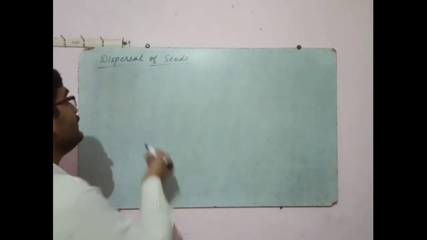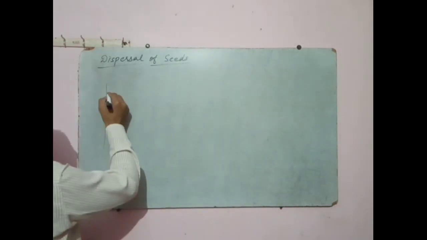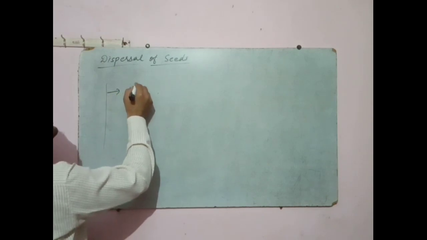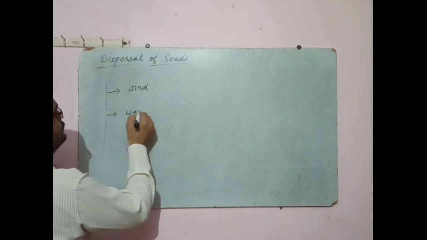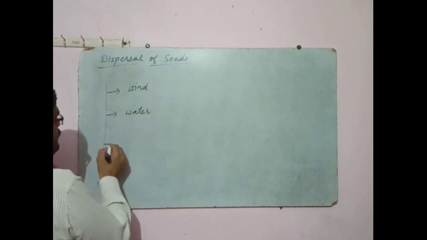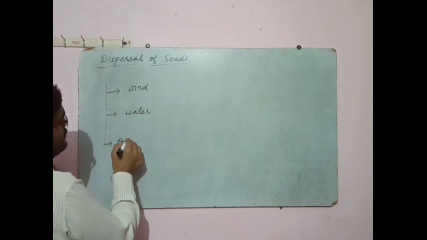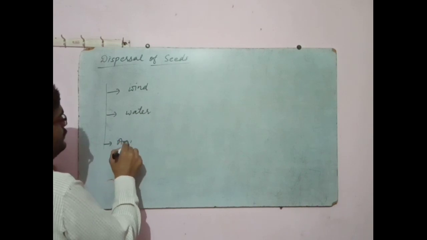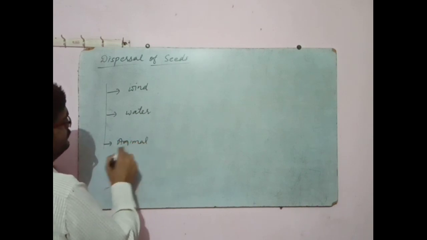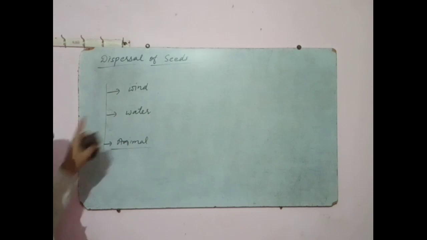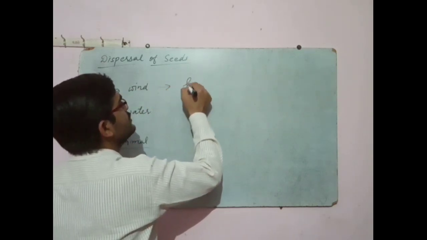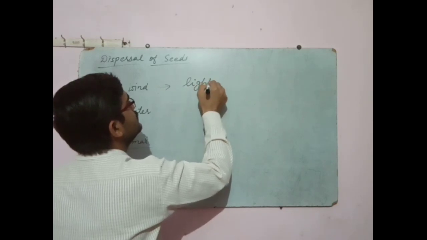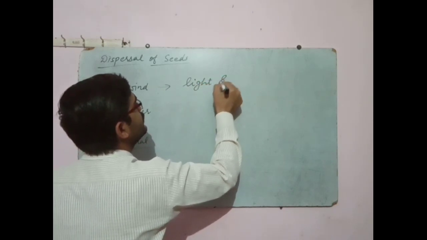Okay. Dispersal of seeds takes place with the help of wind, water, and animals, or we can say human beings. Okay, how does it take place? These type of seeds are light and hairy.